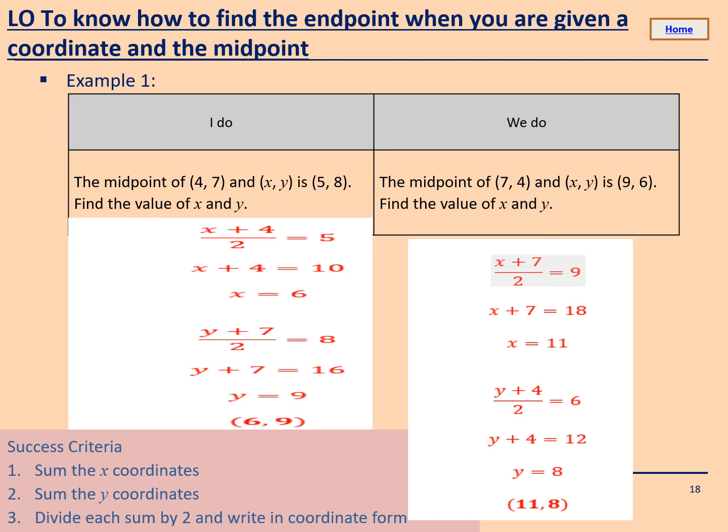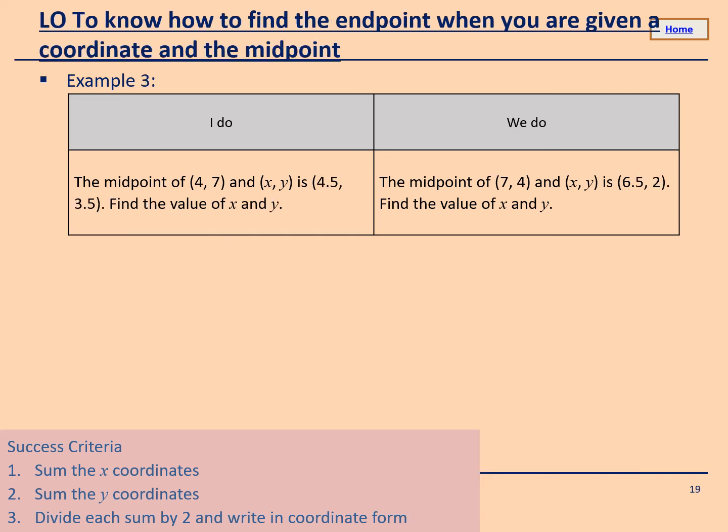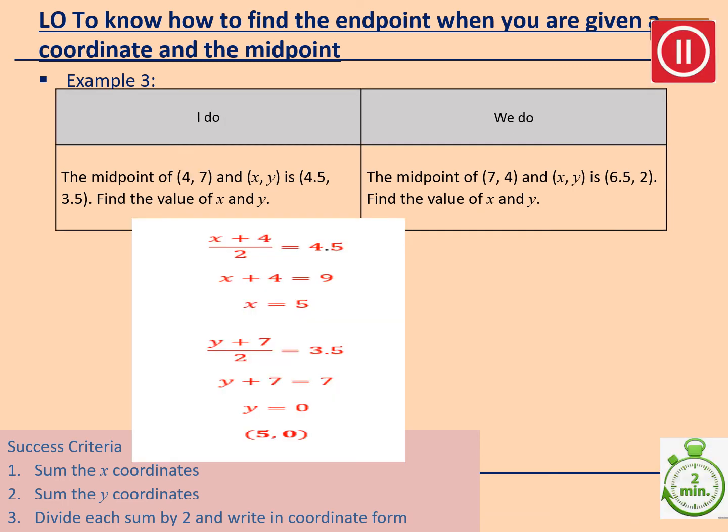Okay, so we've substituted in the x. We managed to get the x coordinate is 11. Then we substituted in for the y. y was 8. So the overall coordinate is 11, 8. Let's have a look at another one. So we've got the midpoint and we've got one of the endpoints. We've got a decimal in there, but we're still following the same process.